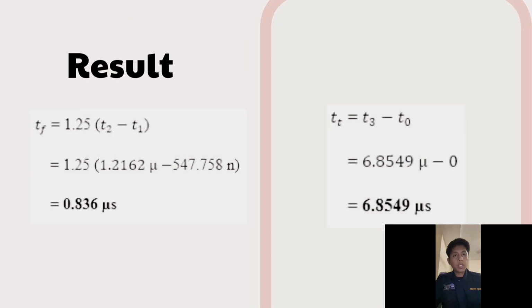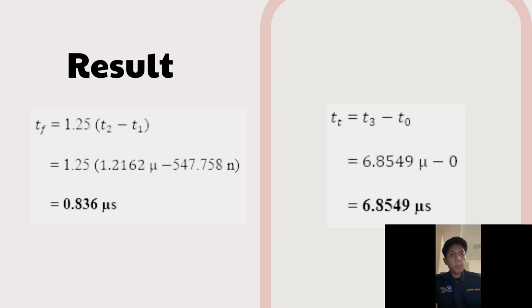And then we need to find the TF and the TT. For the TF formula, TF equal to 1.25 times T2 minus T1. We got the answer in the time, 0.836 microsecond. For the TT, TT equal to T3 minus T0, where T0 equal to 0. So the same answer as the T3.